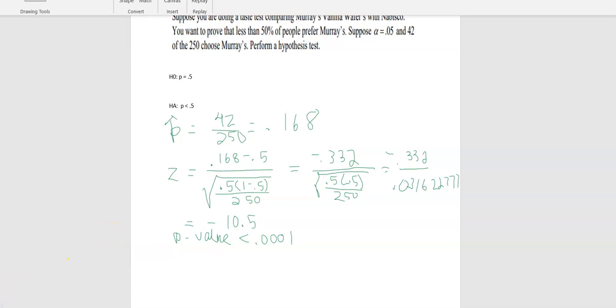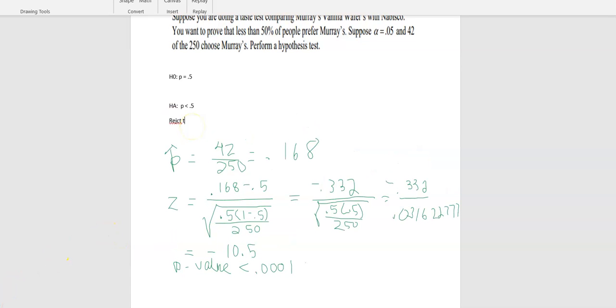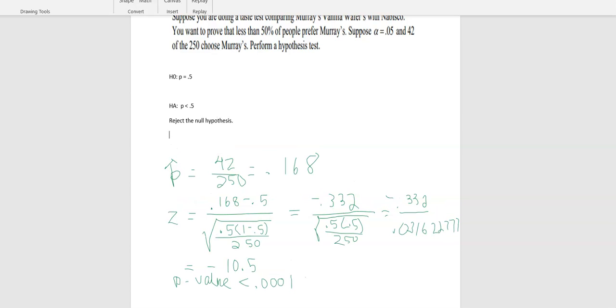All right, so our p-value is very small, and that is smaller than 0.05, which means we reject our null hypothesis. Okay, so if we reject the null hypothesis, that means that this is our true hypothesis, that people don't prefer Murray's as much as they do Nabisco. So there are less people that like Murray's.